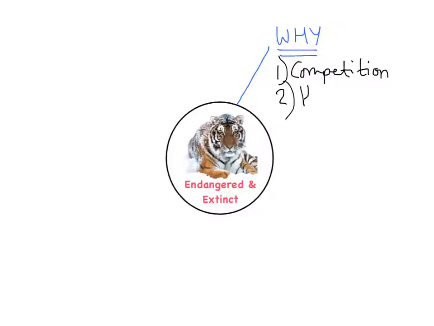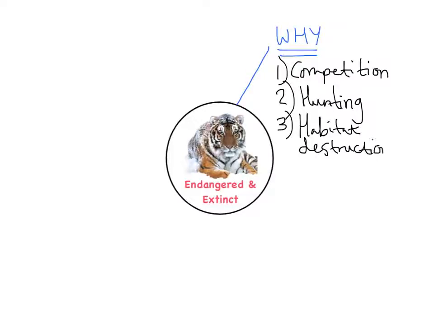The one that most students think of when I ask them this is hunting. Clearly, many different organisms are hunted for many, many different reasons. So hunting is a significant reason as to why numbers, particularly tigers, are so low. Habitat destruction is a massive thing to consider.